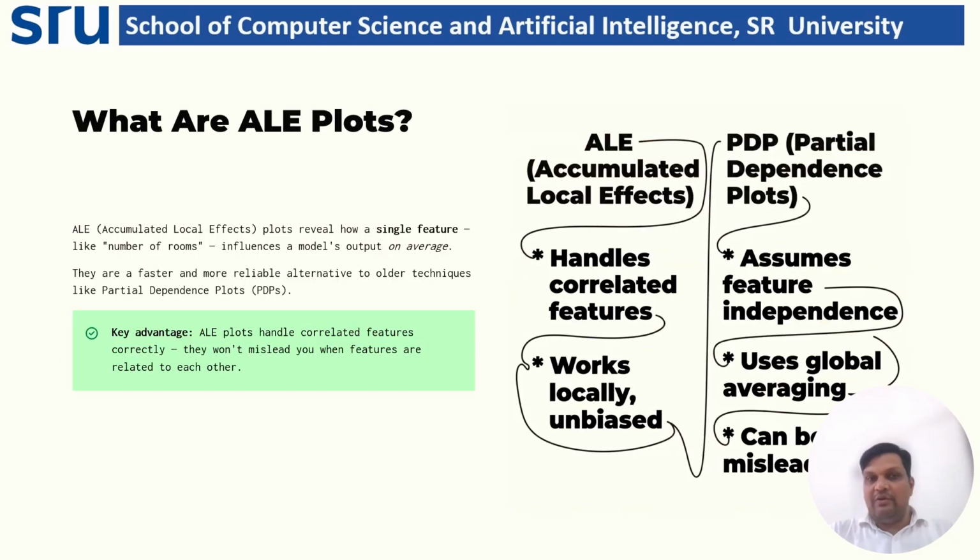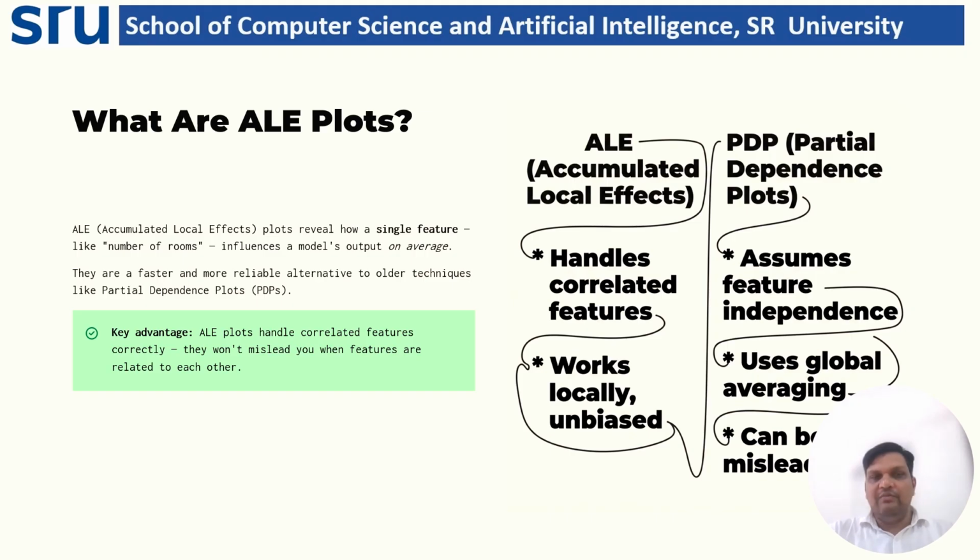What are ALE plots? ALE means accumulated local effects. It reveals how a single factor, like number of rooms, affects an output on average. They are a faster and more reliable alternative to older techniques like partial dependence plots. Key advantage: ALE plots handle correlated features correctly. They won't mislead you when features are related to each other.